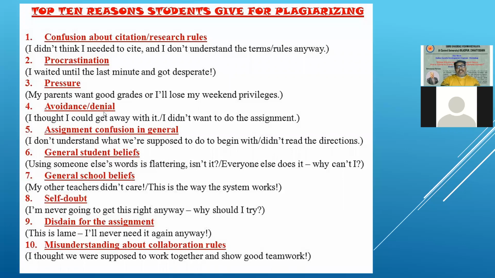Fourth is avoidance and denial. I thought I could get away with it. I didn't want to do the assignment. Avoidance and delay means the "ho jayega" (it will get done) approach. In Hindi, generally I use this phrase in my training programs. I will do it, sir. I will do it, ma'am. Tomorrow I will submit. Okay, because of my family circumstances, I could not deliver. If there are genuine cases, I'm not saying that you can't make the excuse of genuine cases, but if you do not have genuine cases, don't bluff the people.